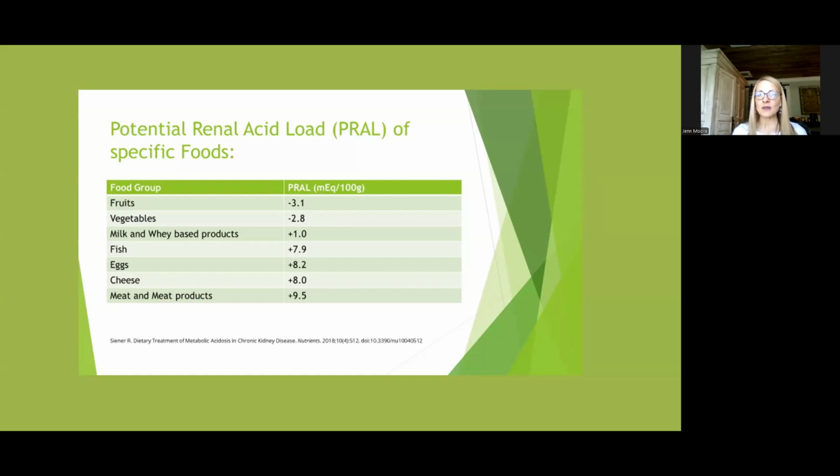It can be argued too that some grains have a higher acid load. So if you have problems with CO2, it's really important to really boost up the fruits and vegetables.